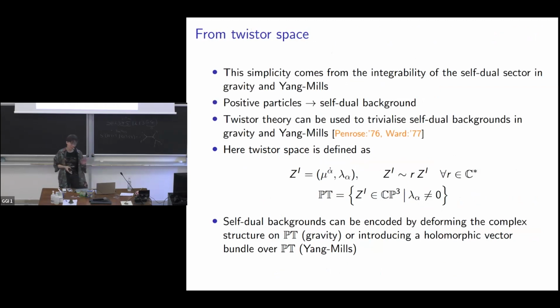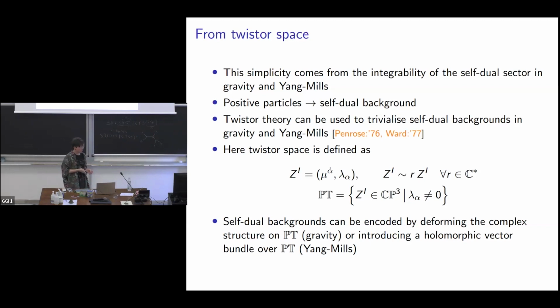You can argue this using supersymmetry or using the number of ways you can contract polarizations with momenta, but I think the most beautiful way is to argue using integrability, which basically, the simplicity I'd say, comes from the integrability of the self-dual sector of both of these theories, Yang-Mills and gravity. And we can view the positive helicity particles from earlier as a self-dual background. So these are all self-dual particles, so we can view them as a self-dual background.